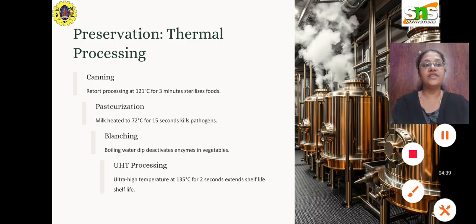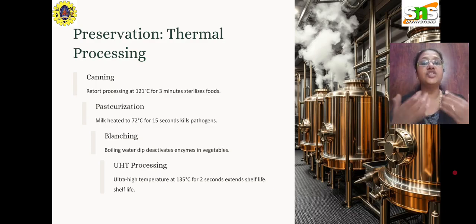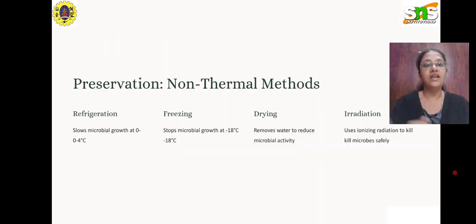Next is the preservation. If the food is being spoiled, we can preserve it by using thermal processing techniques like canning, blanching, pasteurization, and ultra high temperature processing. These are the techniques where the food is subjected to heat so that it will deactivate the existing microorganisms. Those are the thermal methods. Non-thermal methods are refrigeration, freezing, drying, irradiation, etc.